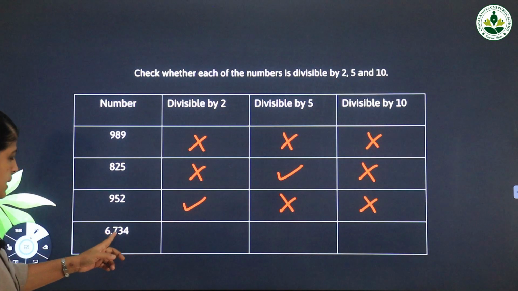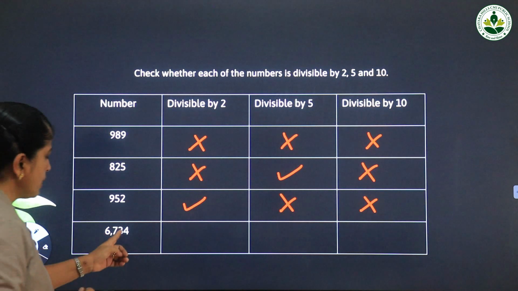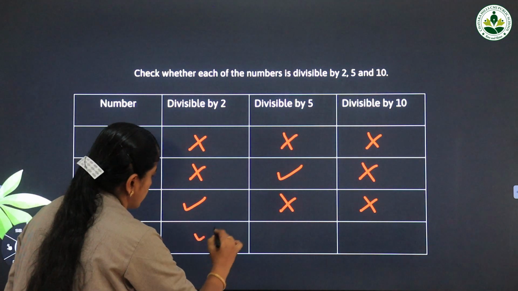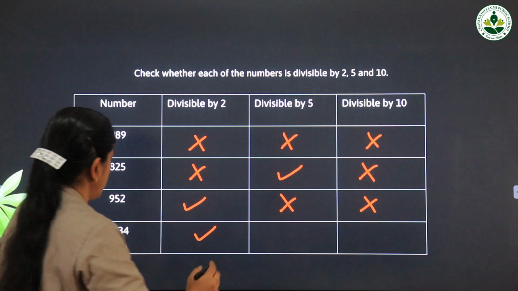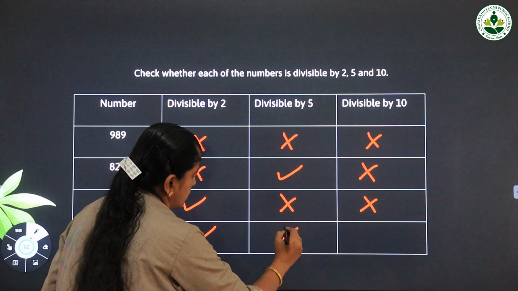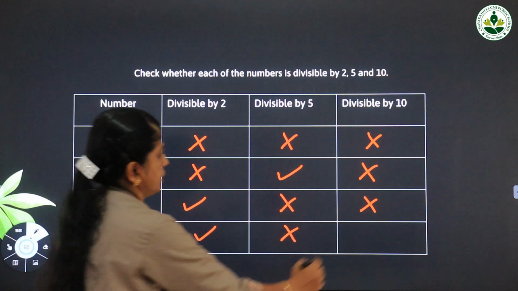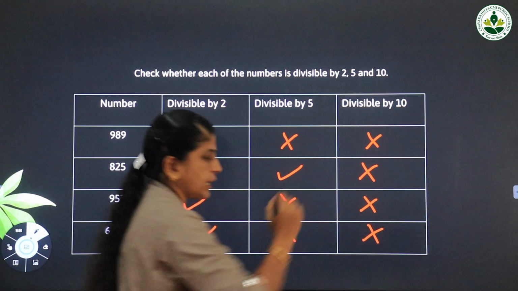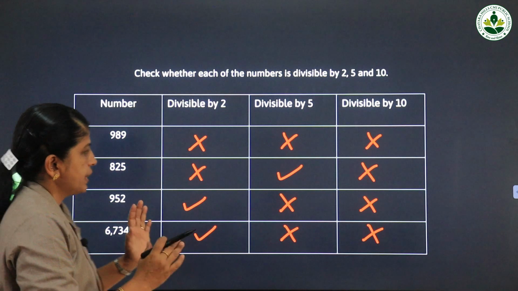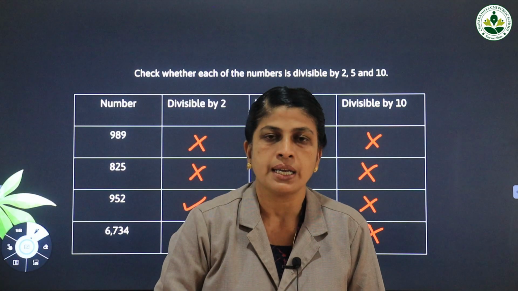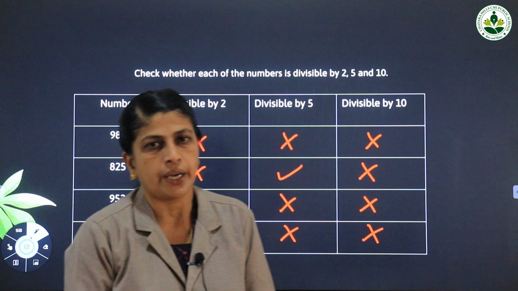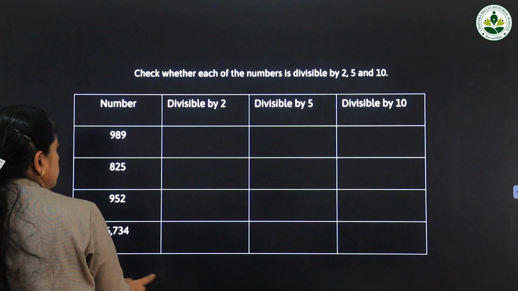And 6734. Ones place digit is 4. Therefore, it is divisible by 2. And the ones place digit is not 0 or 5. It is not divisible by 5. Therefore, it is not divisible by 10 also. Therefore, we can use the divisibility rule to check whether a number is divisible by 2, 5 or 10.